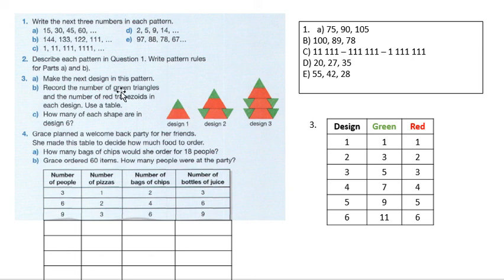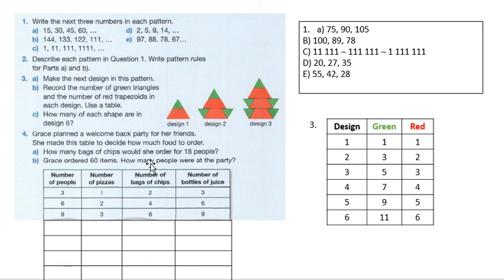So for number 3, this is the chart we would make, or we could have continued making it with the polygons in this case. And for C, how many of each shape are in design 6? If I made design 6, I would need 11 green pieces and 6 red pieces.